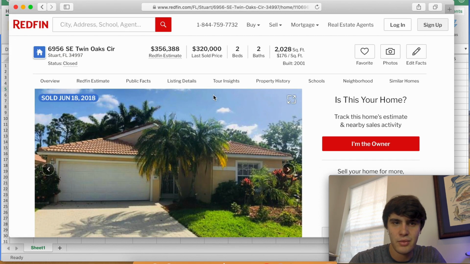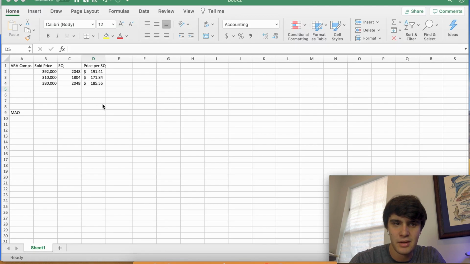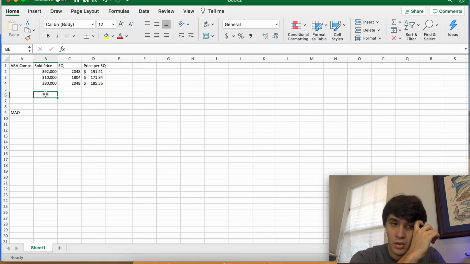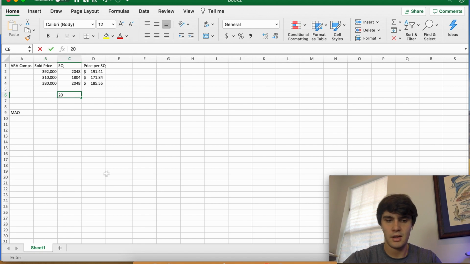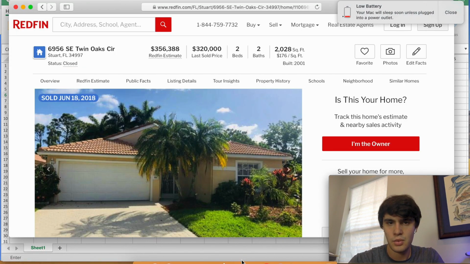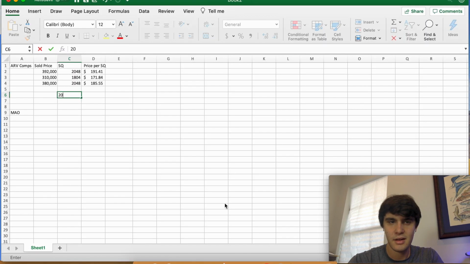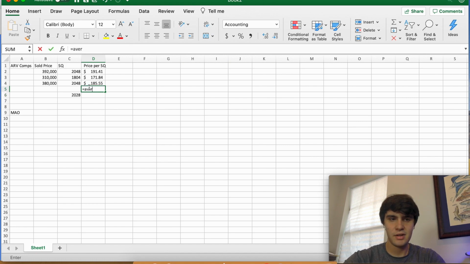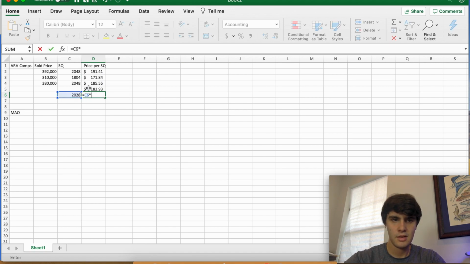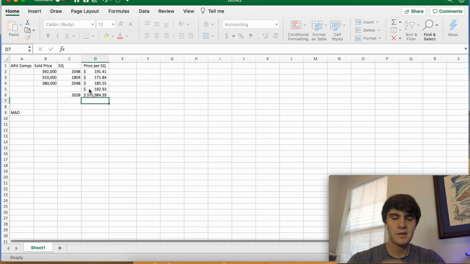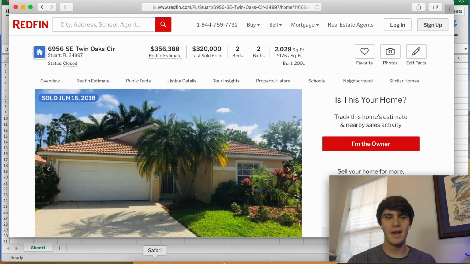So Redfin's giving me the 356 estimate on this one. Let's calculate it on ours. So ours is 2,028 square feet. Oh, I gotta charge my battery soon here. So let's get the average of all these per square foot. So we're gonna multiply this by that one. So it's giving us a 370 ARV on this one.